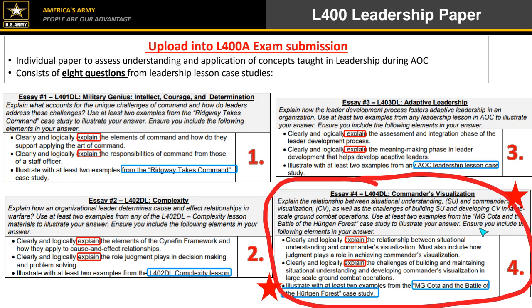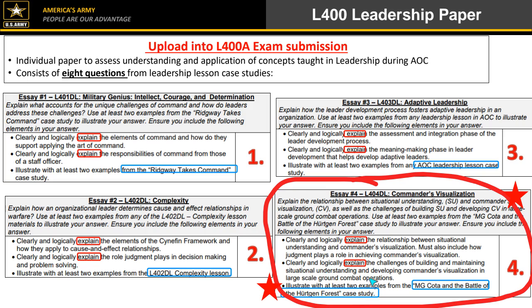But now I want to break it down even more for you so you know what we're looking for. So the first thing we want you to do is clearly explain the relationship between SU and CV. What is it? And then this is what trips many students up. They forget to talk about this. How does judgment play a role in achieving commander's visualization? I would say 50% of the students fail to talk about judgment. So make sure that you're not only talking about what they are, what is SU and CV, and the relationship between the two, but also how does judgment play in there?